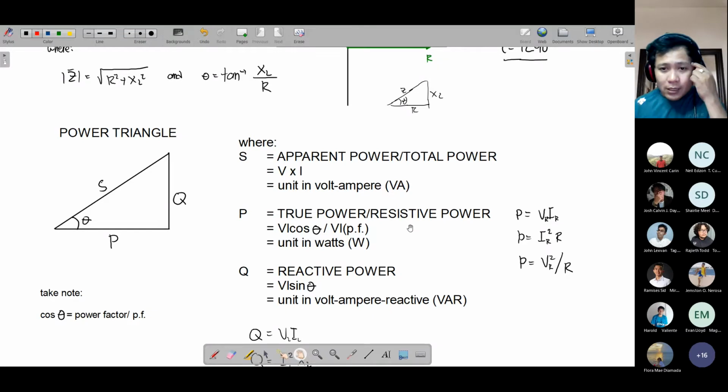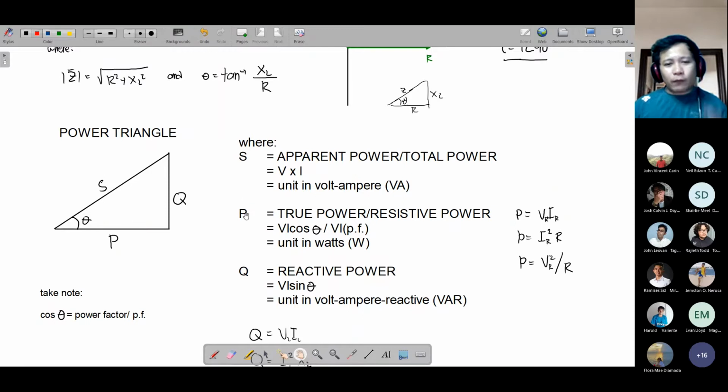This power P is formed because of the resistance itself. If your circuit has no resistance, then there is no P. Okay, again, if your circuit has no resistance, then there is no power P. That's why it's called resistive power, because P is formed due to the resistance alone.